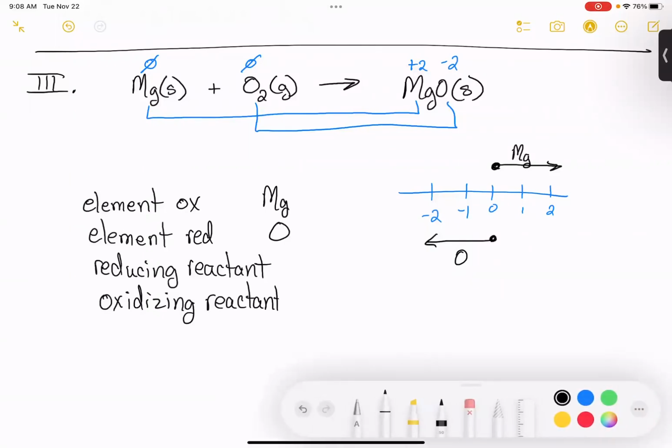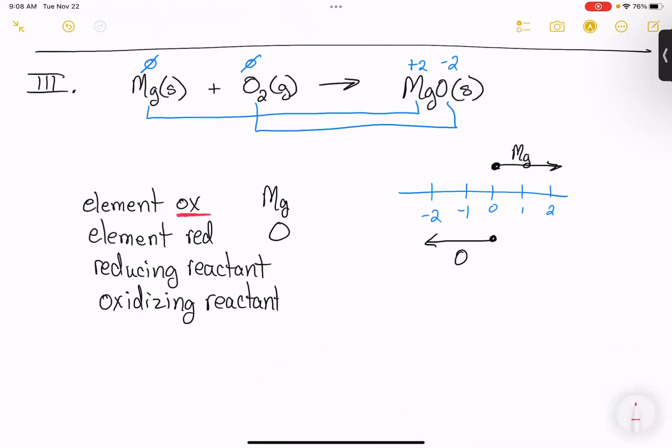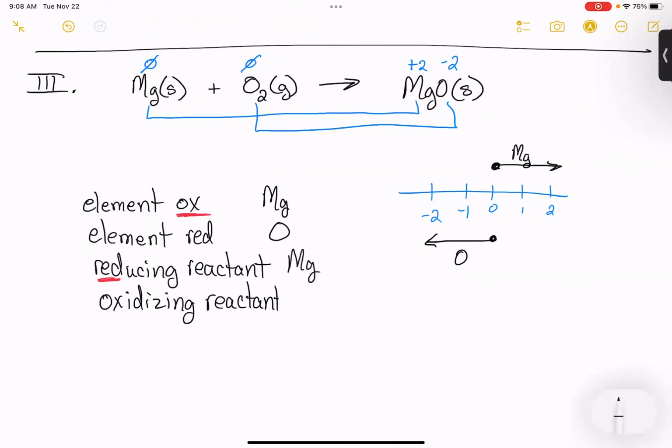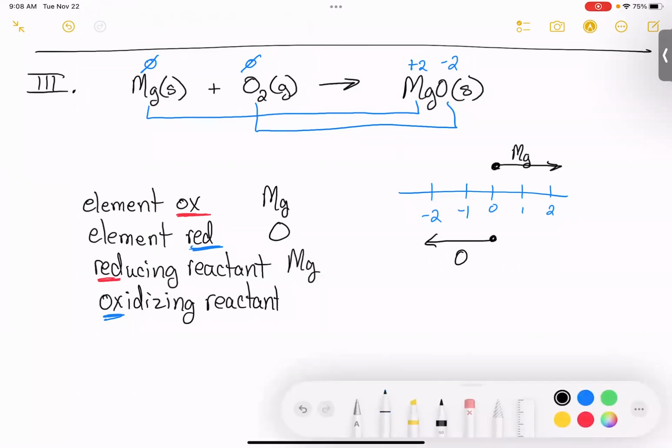Now keeping in mind redox, the reducing reactant contains the element oxidized. The element oxidized was magnesium. What reactant contained the magnesium? Magnesium. And the oxidizing reactant contains the element reduced. What element was reduced? Oxygen. So what is the oxidizing reactant? Oxygen in what form at this point? O2.